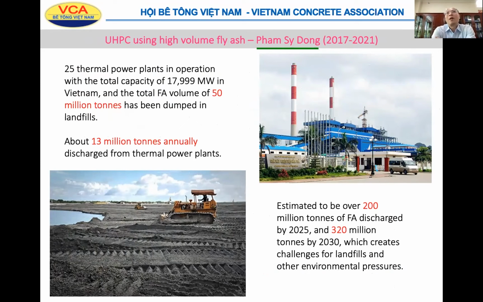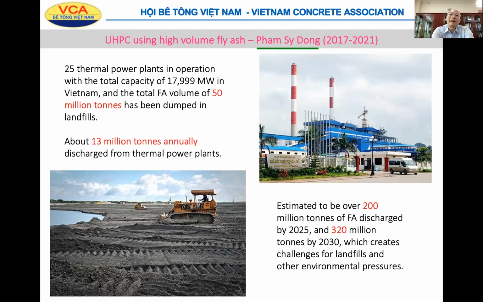And yes, the guy mentioned before, Phạm Sĩ Đồng, he's my PhD student, and he implemented research with fly ash, because one of the big issues with Vietnam now is we increased thermal power plants recently and in the coming years. Currently we have 25 plants, and annually they discharge 13 million tons of fly ash. And also we have storage up to 50 million tons that have been dumped in landfill.